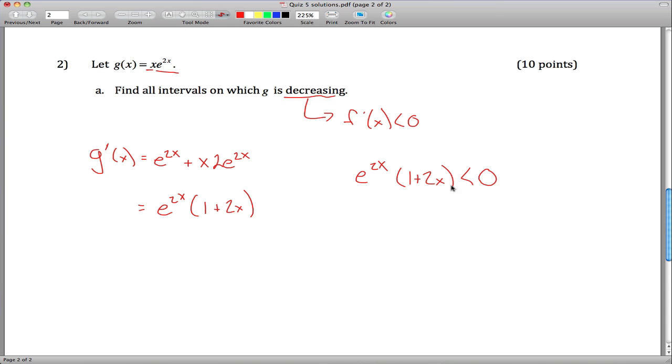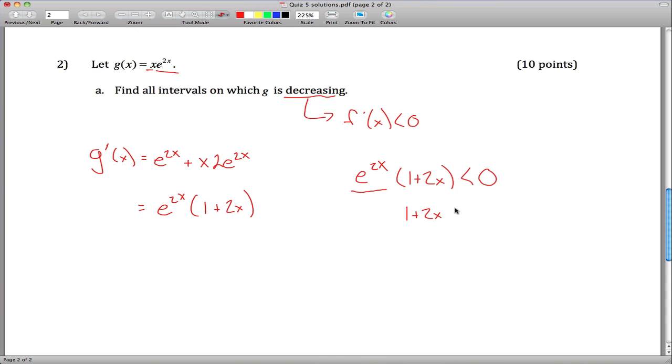Okay, so we need to figure out what x's make this true. E to the 2x is always positive. E is a positive number, and any positive number raised to an exponent will always be positive. So the derivative is negative, since this is always positive, when this is negative.